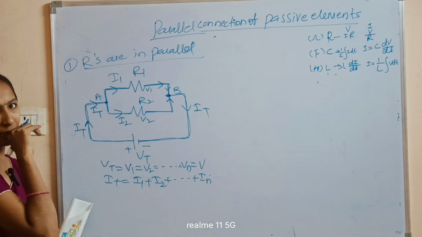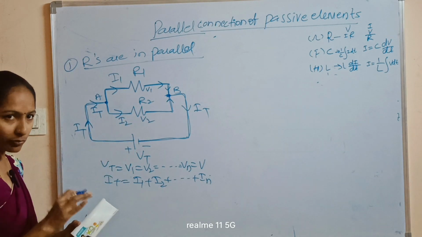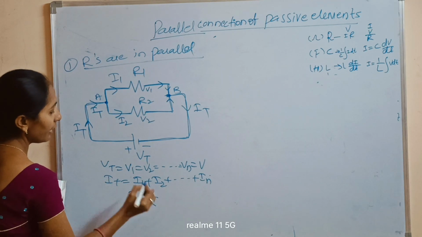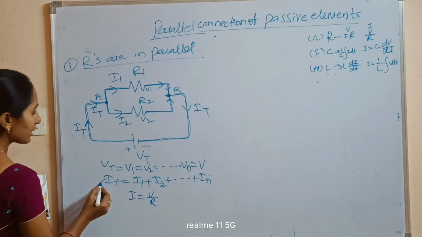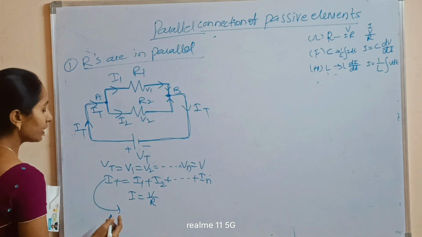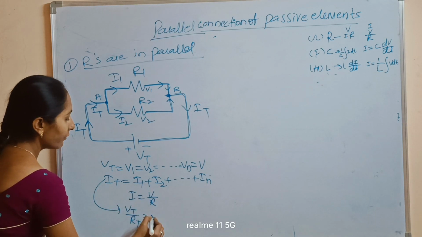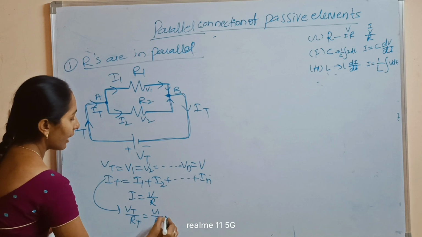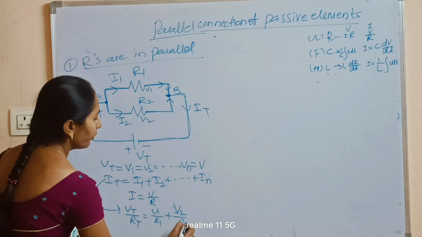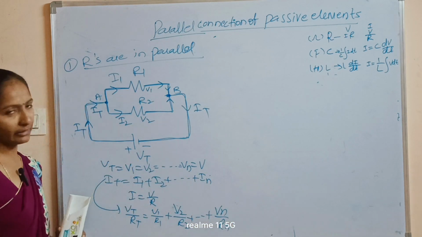Now here two resistors are connected in parallel. According to Ohm's law, what is the current expression? I equals V by R. Now in this equation consider each individual value. So I total is nothing but V total by R total. Now I1 is nothing but V1 by R1, I2 is nothing but V2 by R2, plus so on plus Vn by Rn.